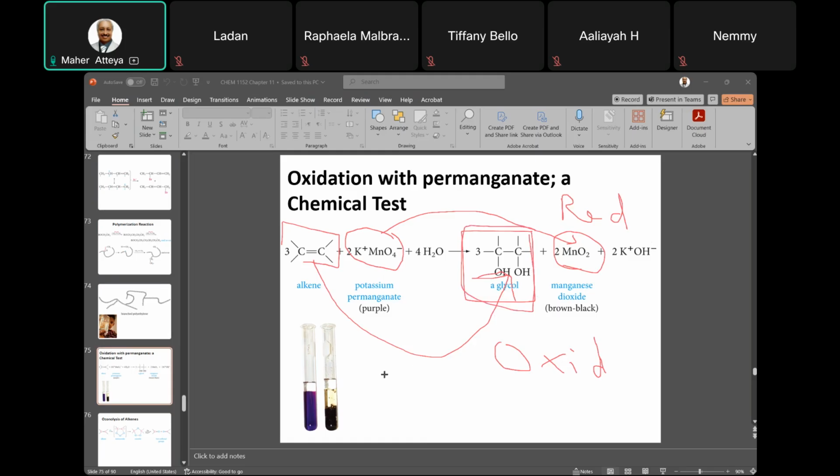So the permanganate is turning from a purple color to a brownish black color. There is a reaction because you see the change of color from a purple liquid solution to a solid. So you can see this is permanganate here, purple, then it turns brownish black. This is called oxidation with a very strong oxidizing agent, potassium permanganate.